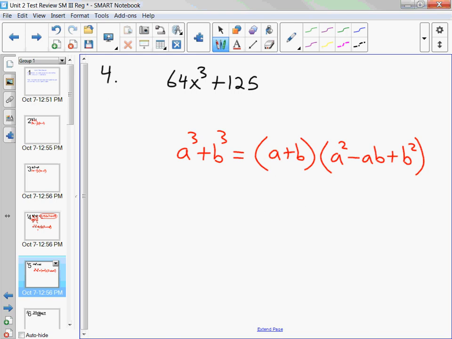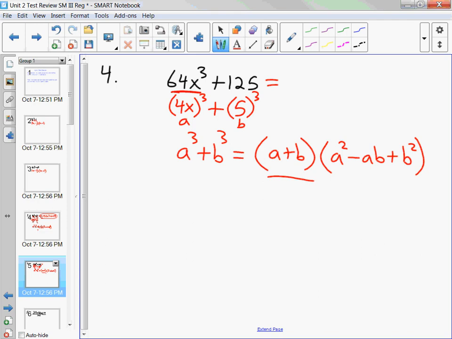So once again, I take the cube root of 64, which is 4, and the cube root of x cubed, which is x. So that right there is a. And the cube root of 125 is 5. So that is b. So 4x is a and 5 is b. So I just plug them into this formula.